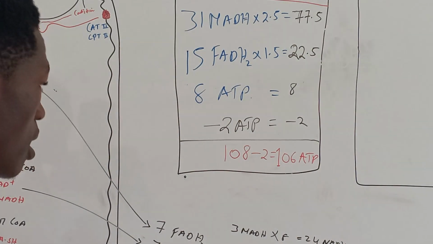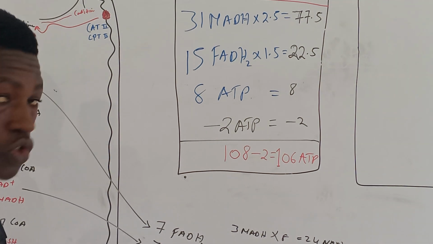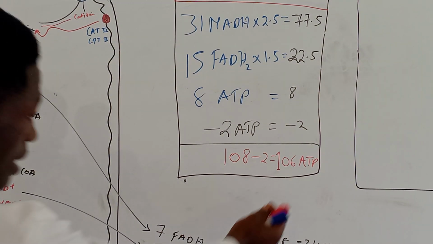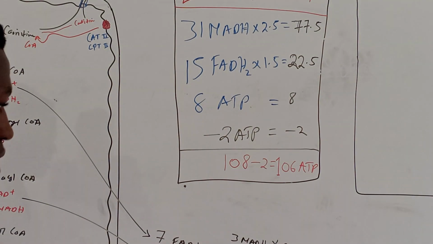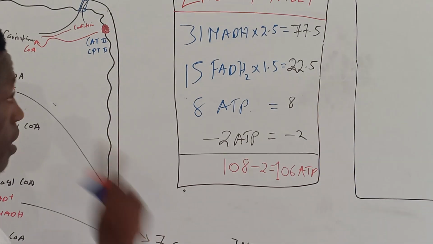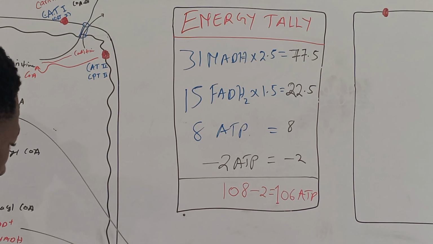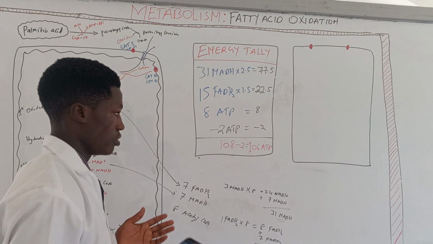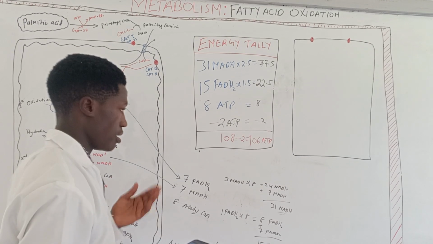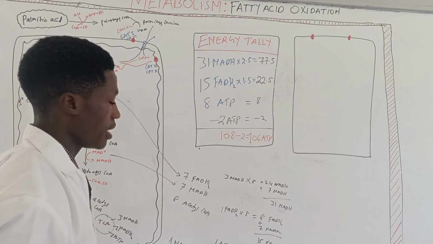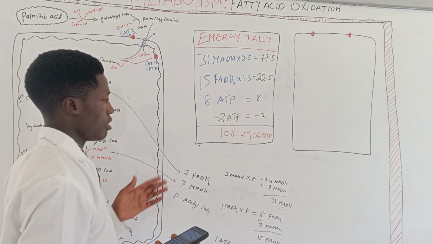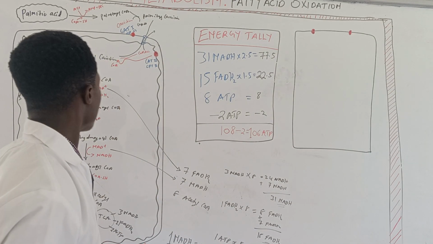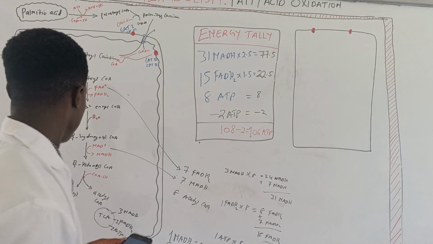I hope you guys remember why we are removing 2 molecules of ATP. Because of the activation step, we used 2. So this is the net amount of ATP that you are going to obtain from the complete oxidation of palmitic acid. Now that's pretty cool. Palmitic acid is from a lipid, so it produces a lot more energy than carbohydrate. Maybe when you are oxidizing glucose, we will not produce such an amount of energy. Now that's pretty cool. I hope you guys remember everything.